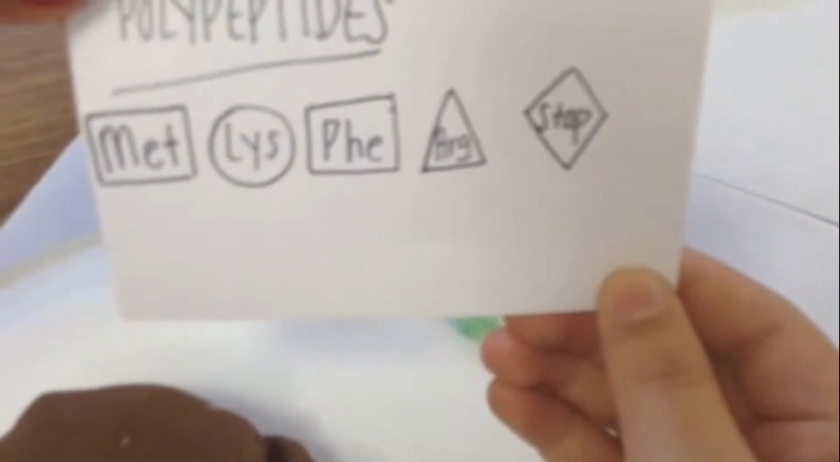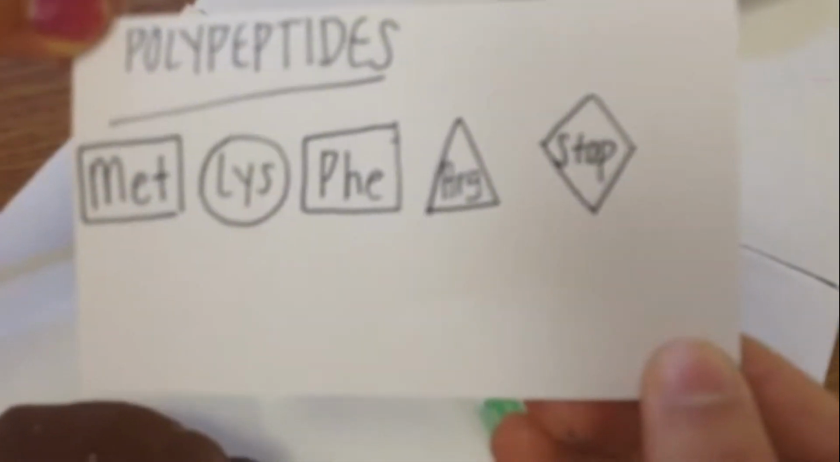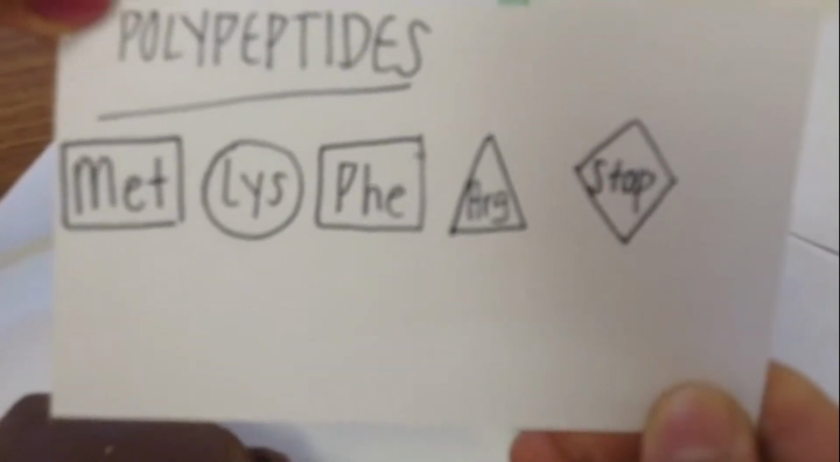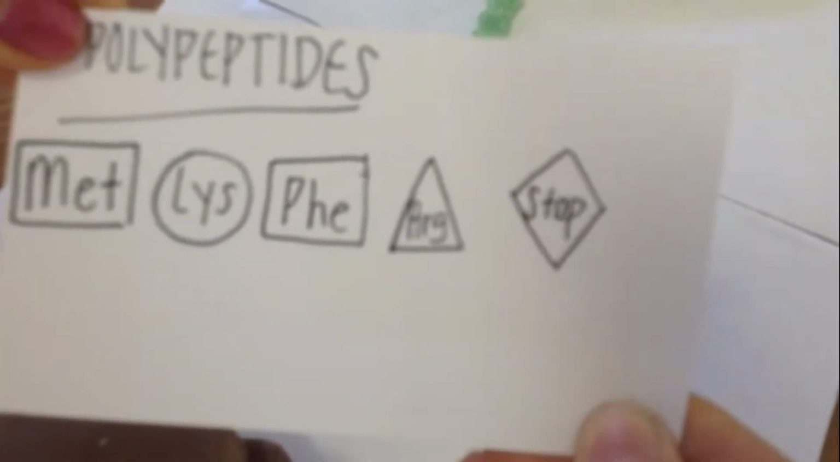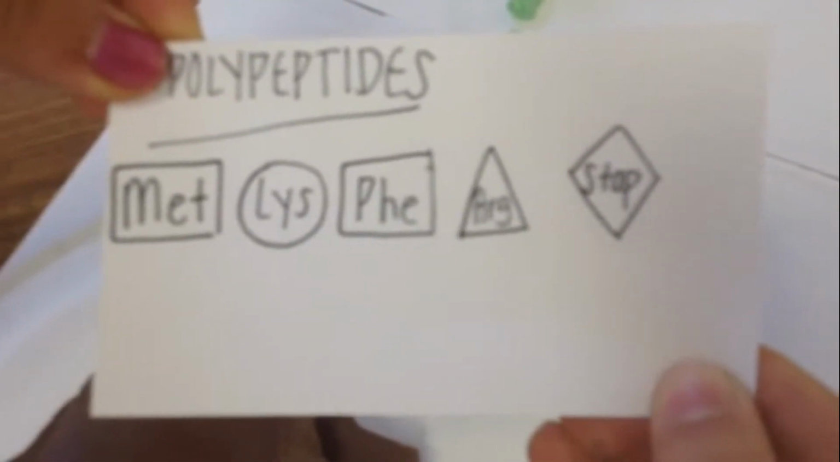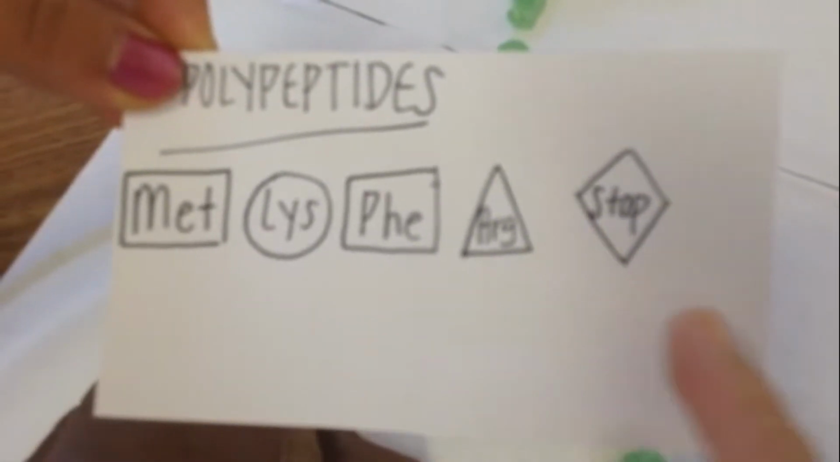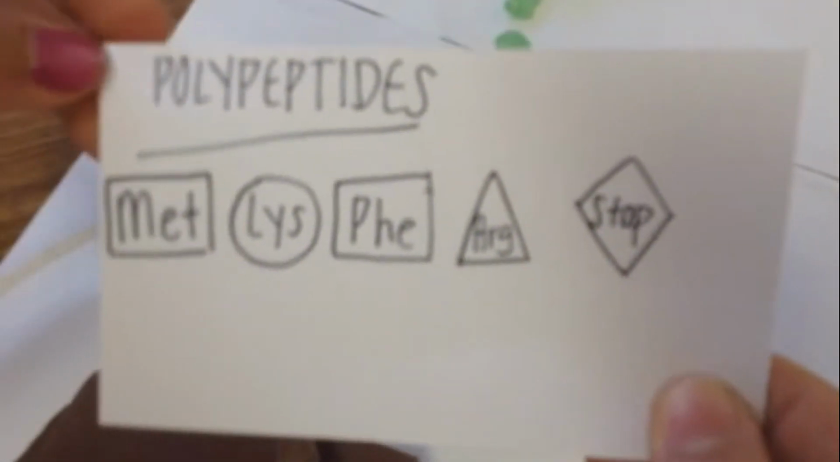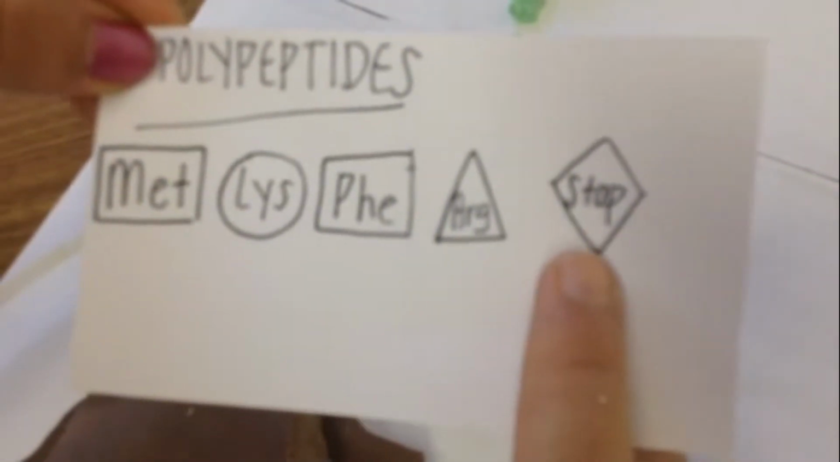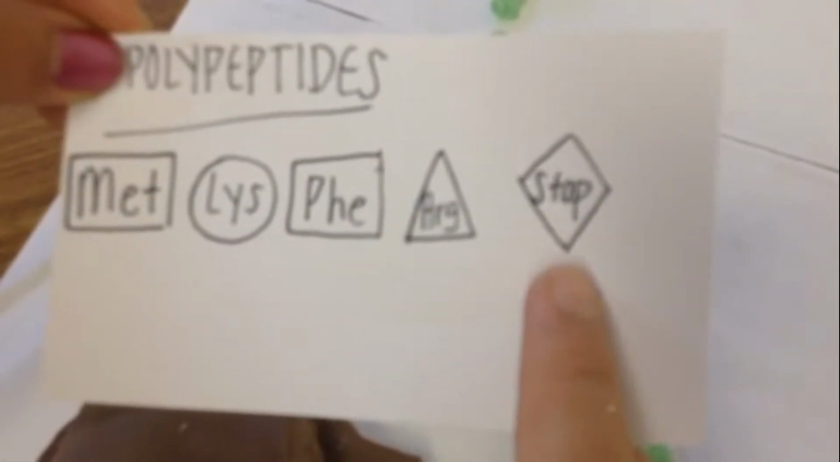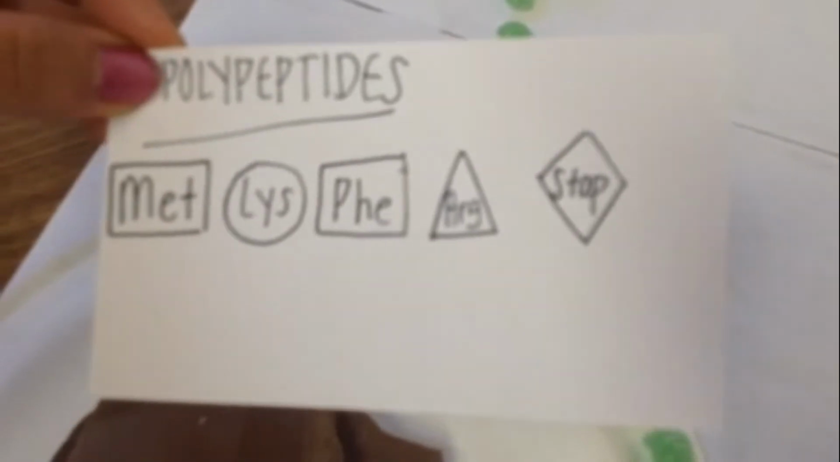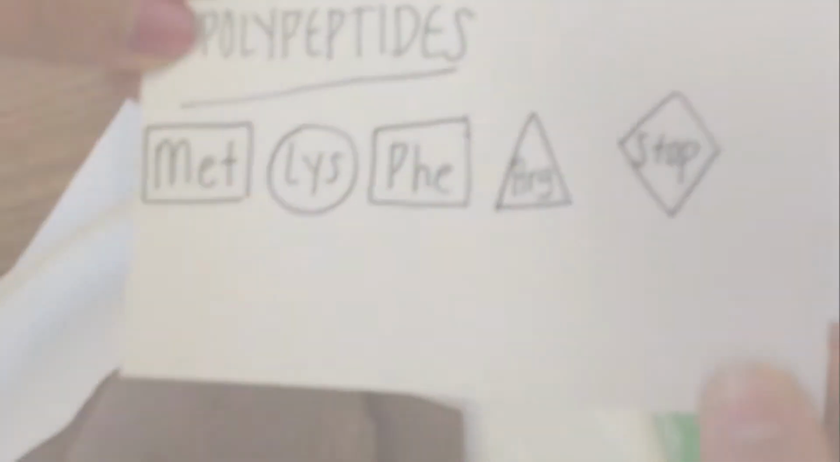Using the template strand and the non-template strand, we get the polypeptides MET, LYS, PHE, ARG, and STOP. An important aspect of this finished DNA into protein molecule, we can see that there's a stop codon as an indicator that the DNA sequence has been completed.